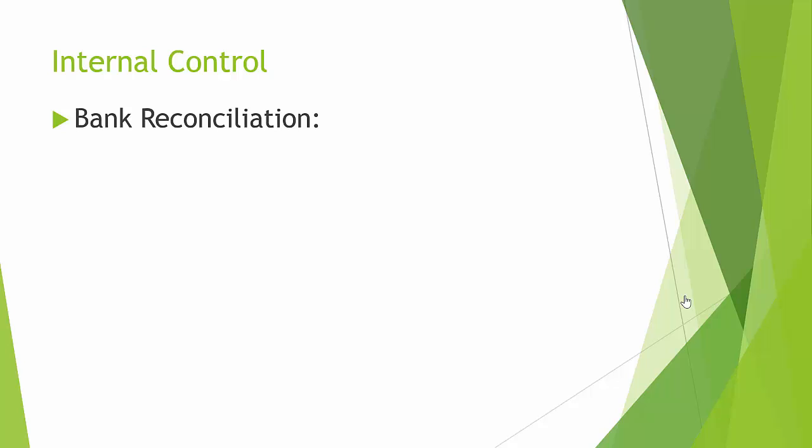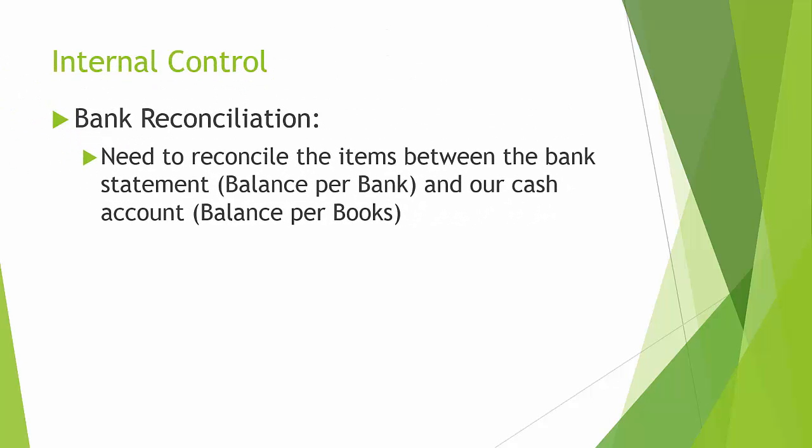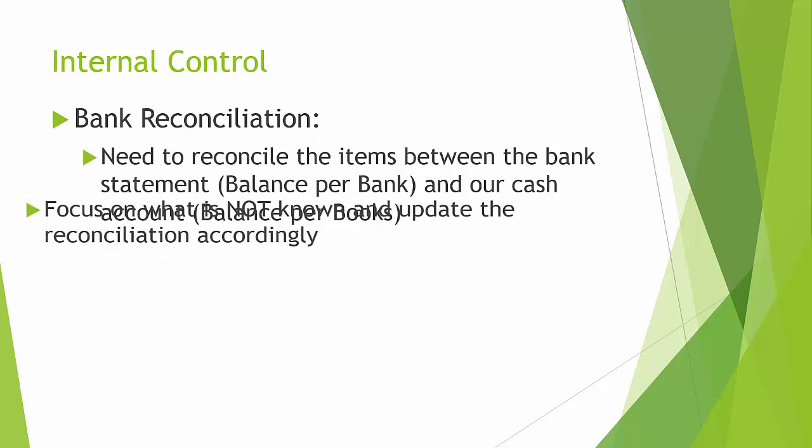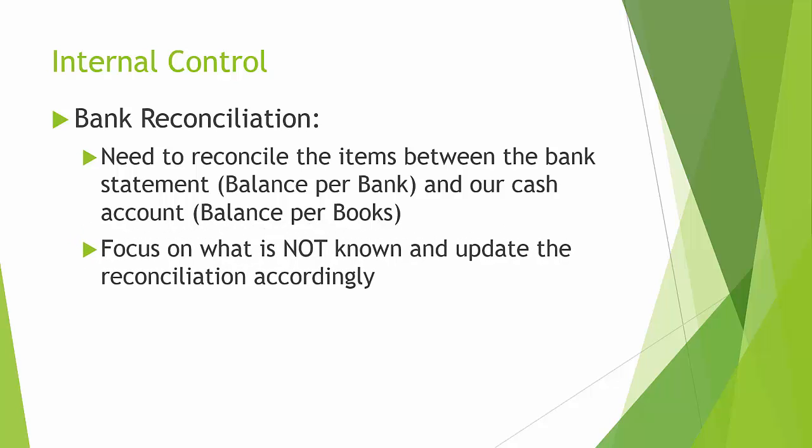And a bank reconciliation really is trying to make sure that we reconcile the items between what we see on the bank statement, which is referred to as the balance per bank, and then our cash account, which we'll refer to as balance per books. So we need to make sure and focus on things that we don't know that the other side has done, and then we have to update the record accordingly. So let's see how this works.